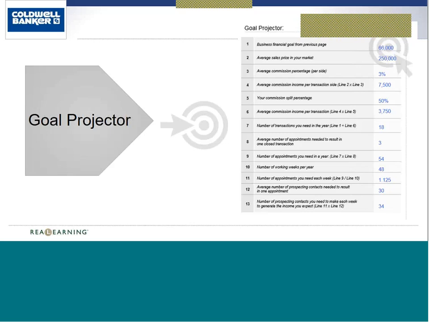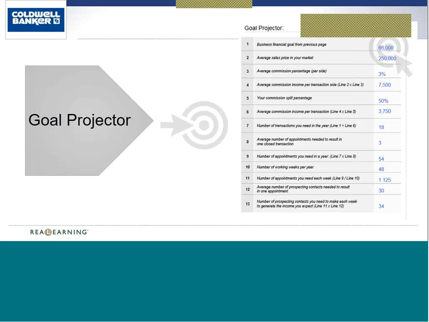Line 12 is the average number of prospecting contacts needed to result in an appointment. Now, that's 30. You might be thinking that's high, but that is the average number out there, and if they know that their number is different, they can use it, but we're going to ask them to use 30. Obviously, when they're calling their sphere, that number is going to be smaller, but the majority of the time it's not going to be their sphere that they're calling. So line 13 is the number of prospecting contacts they need to make each week. That was line number 11 times line number 12, and that's 34 in this example. So we have broken it down for them into how many contacts do you need to make every week.